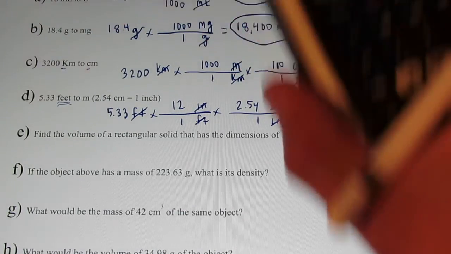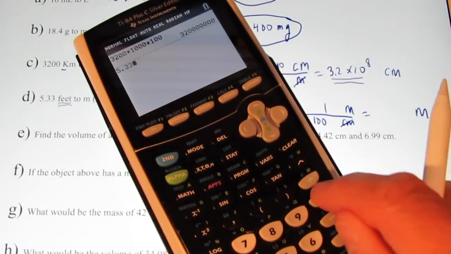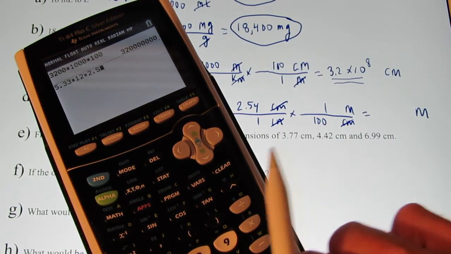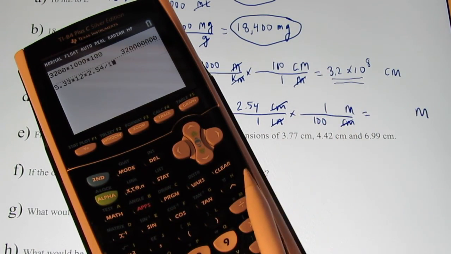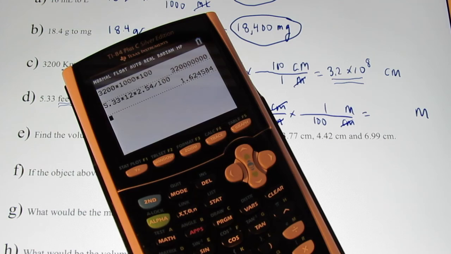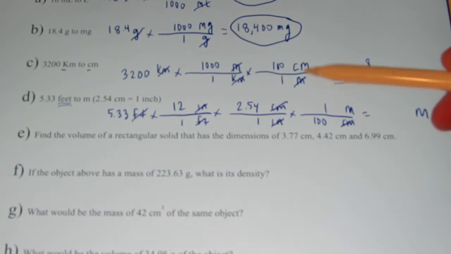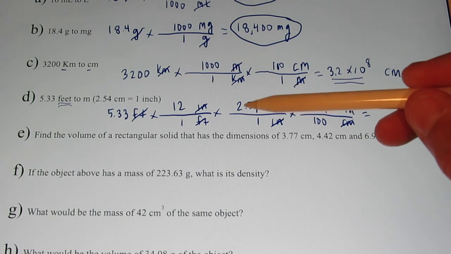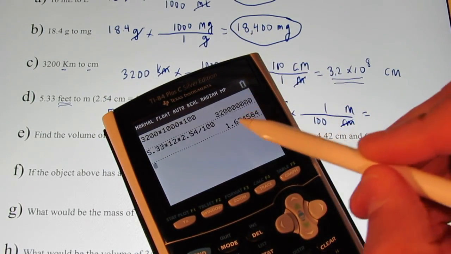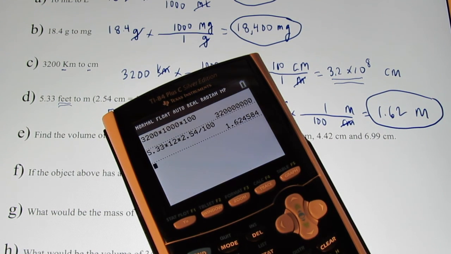So let's see what we get. 5.33 times 12 times 2.54. And we're going to divide by 100. It's on the bottom there, kiddos. And we get 1.624584. We get all those numbers. So let's see how many sig figs we're allowed. Definition, right here, this has 3 sig figs. That's a definition. This has 3 sig figs. So my answer can have 3 sig figs. So I'm going to round that off to 1.62 meters. Okay?